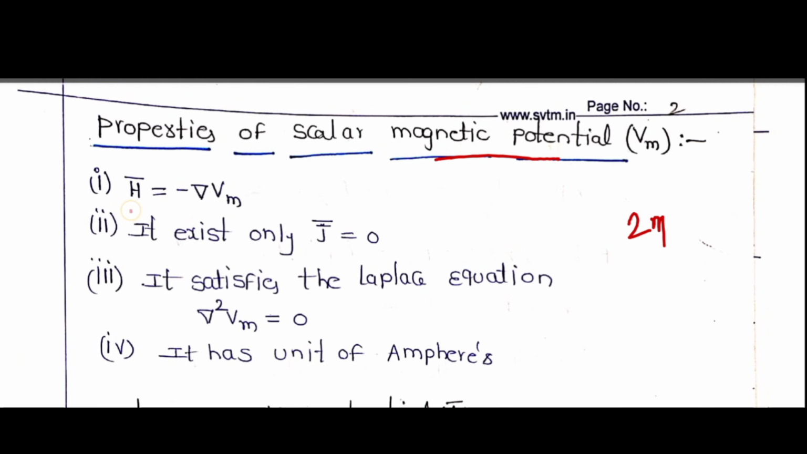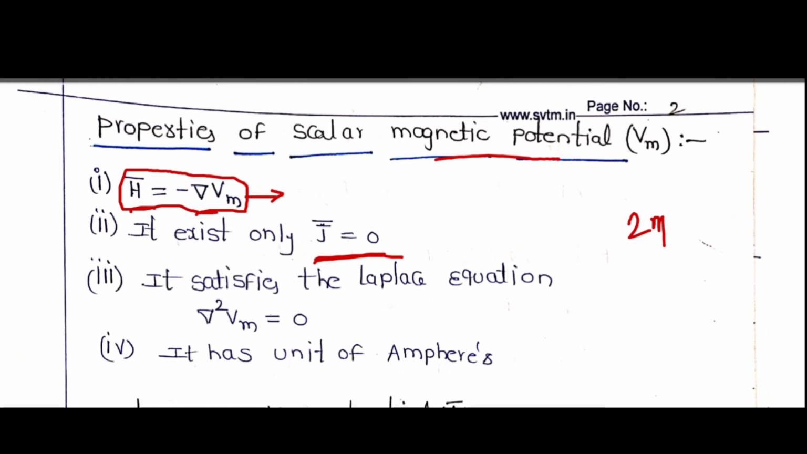We know that the first point is H equal to minus del Vm. It is one of the formulas. Negative gradient of scalar magnetic potential gives rise to H bar. It exists only where J bar equal to 0. Already told you, because J bar equal to 0, del cross H equal to J equal to 0 we are getting, because curl of gradient is equal to 0. Hence it exists only where J bar equal to 0.